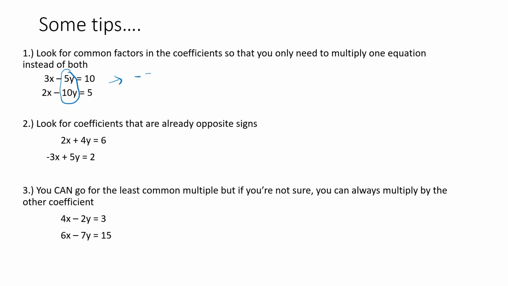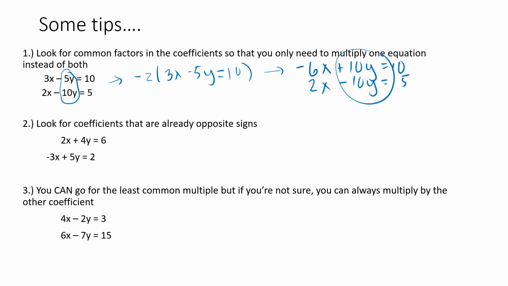So I can do -2 times 3x minus 5y equals 10, and that would give me -6x plus 10y equals -20, which of course will add nicely with the -10y. So that's something to look for. You always want to look for, hey, can I get away with just multiplying one of the equations? Another one is look for coefficients that already have opposite signs.